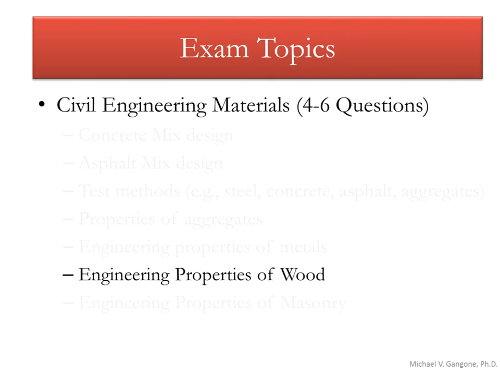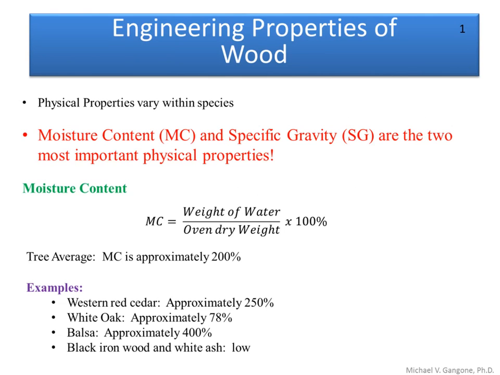All right, properties of wood. When we're looking at wood, two of the most important properties that can be related to the strength and stiffness of wood are the moisture content and the specific gravity. These are probably the two most important physical properties we have in wood, because they can be related to the strength and durability properties of wood.